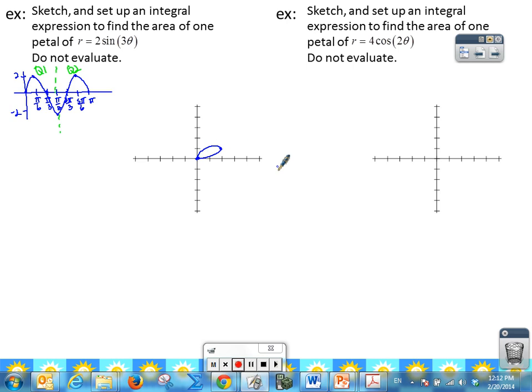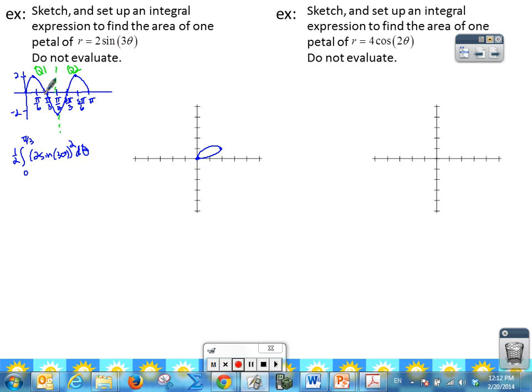Now, I can go ahead and write the expression for the first petal, and so let's do that. 0 to pi over 3, my formula says it's a half, and then I square it, 2 sine 3 theta squared. Okay, but I need to finish the graph. I'm going to explain why to you in just a moment. Let's go ahead and finish it, and then we'll talk about it.